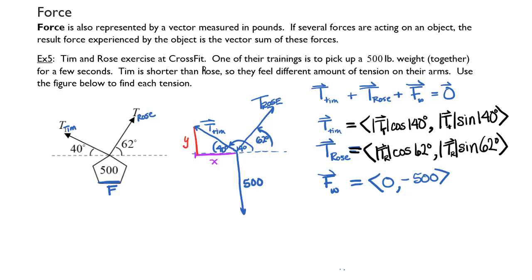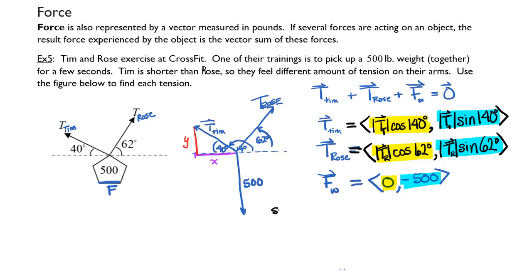If we want to find the tensions, we would add up the components in the x direction and the y direction, but we have two unknowns instead of just one, so we're going to create a system of equations. We know that the sum of the force in the x direction equals 0. We also know that the sum of the force in the y direction equals 0. And so we can set up a system of equations with this information.